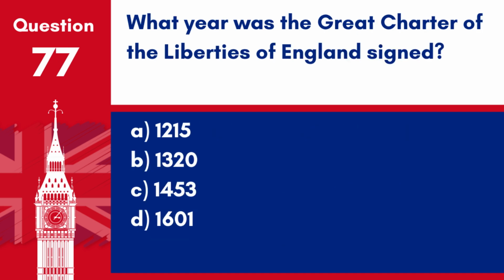Question 77. What year was the Great Charter of the Liberties of England signed? A. 1215. B. 1320. C. 1453. D. 1601. Answer: A. 1215. The Great Charter of the Liberties of England, more commonly known as the Magna Carta, was signed in 1215 by King John.